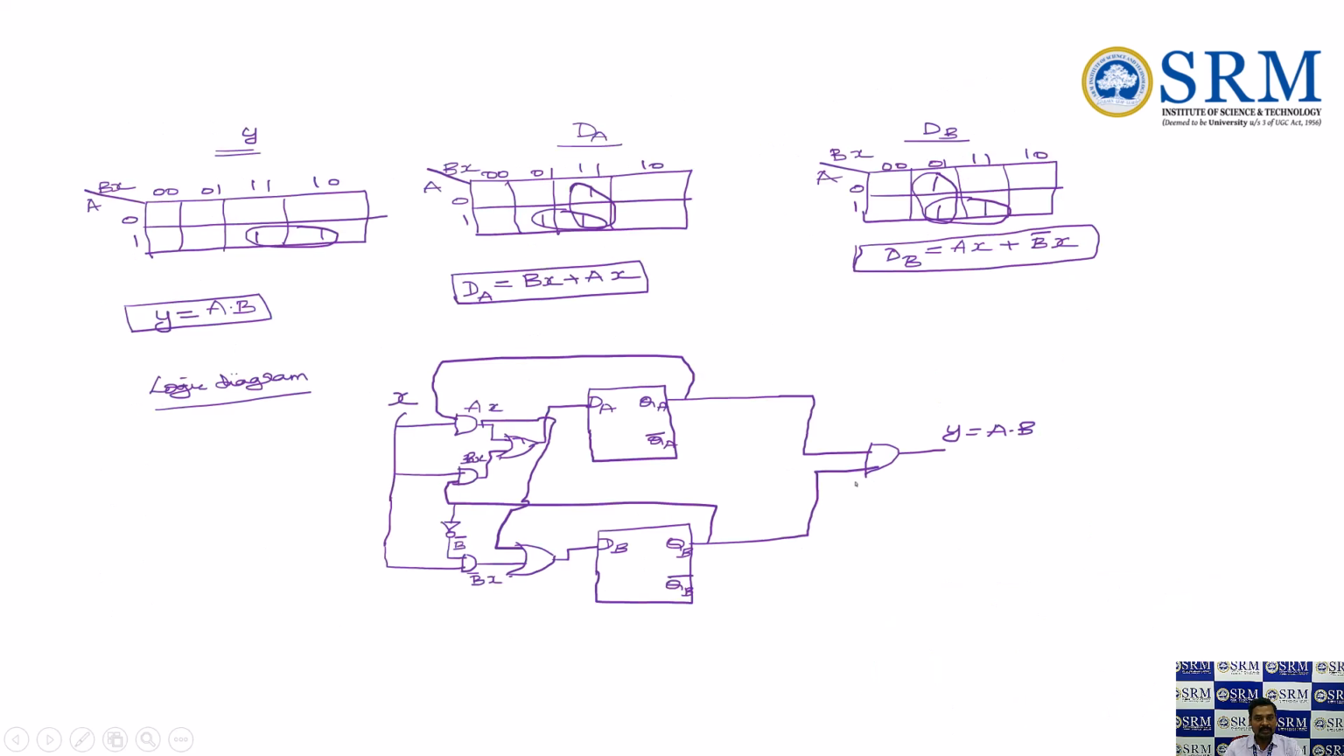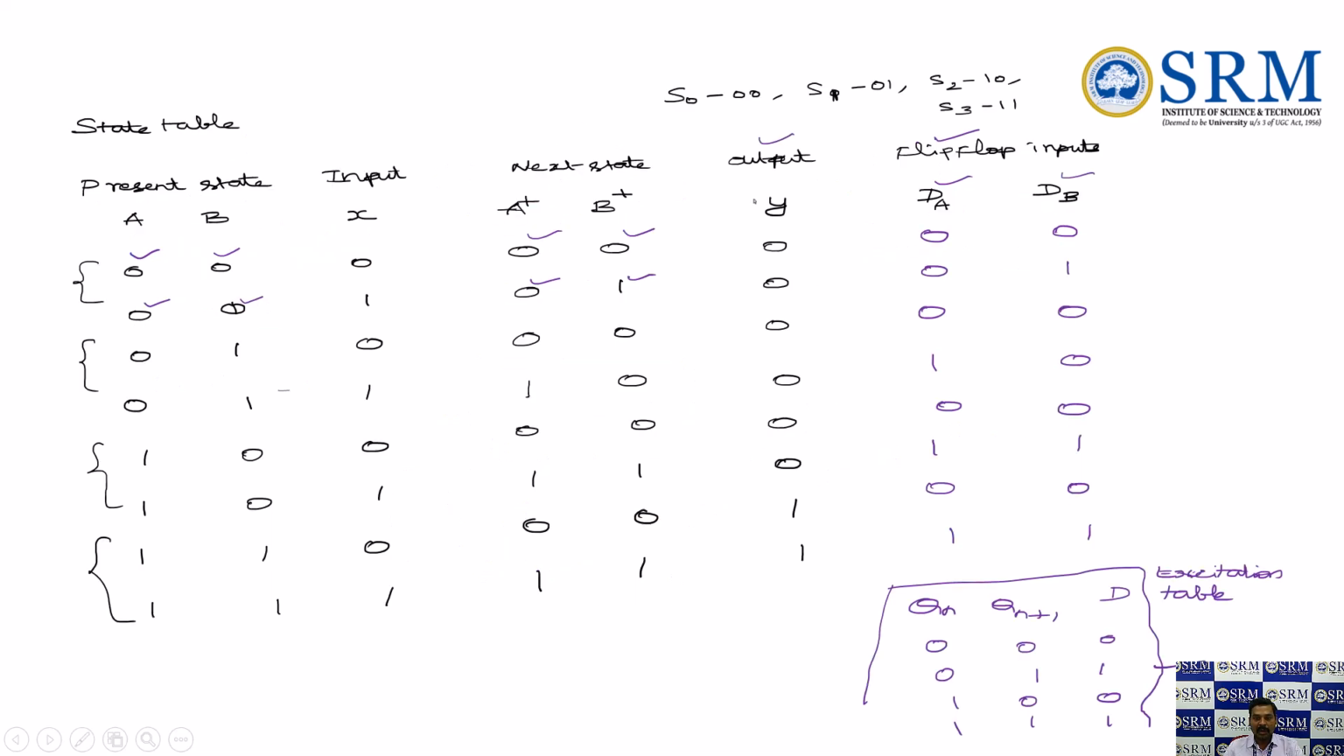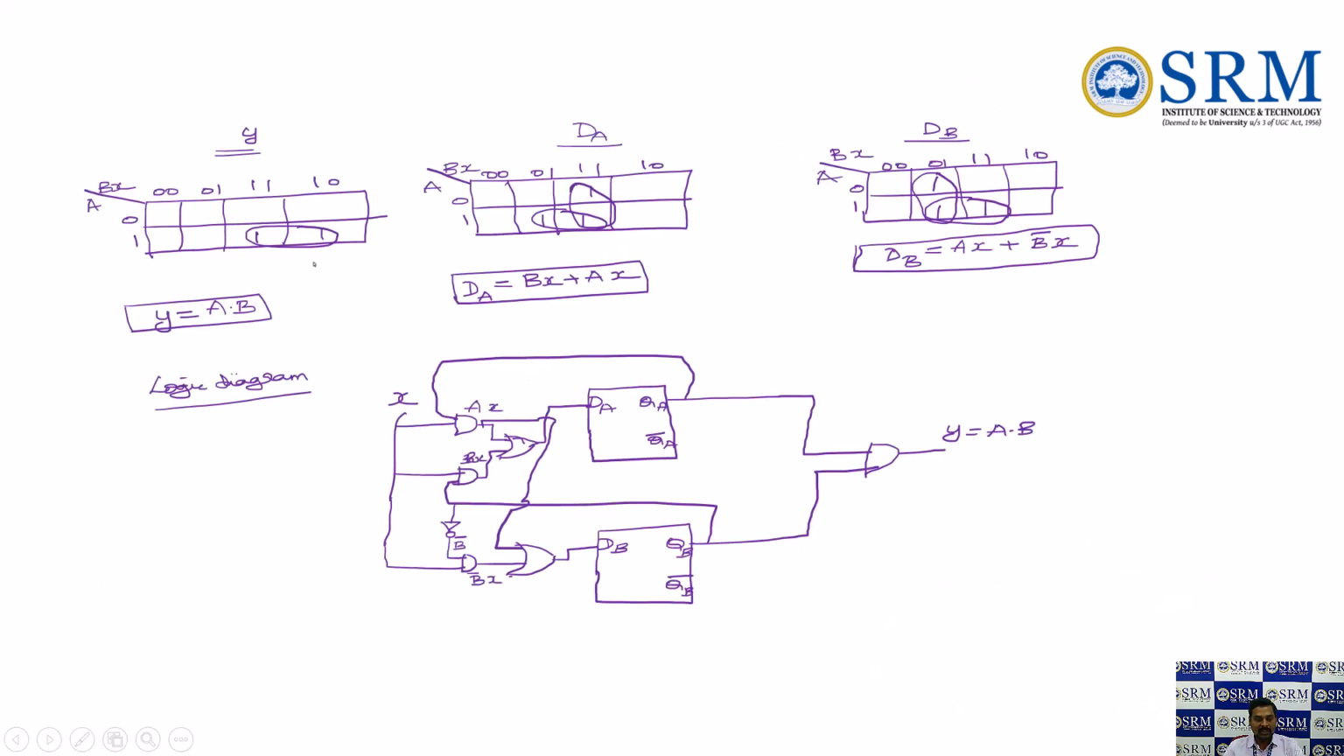After obtaining the excitation table, I can go for K-map now to get the expression for output as well as the flip-flop inputs. Since it's a 3-variable K-map, I'm getting the expression as Y equal to AB, and expressions for DA as well as DB. After getting these expressions, I'm implementing them with the flip-flop inputs.